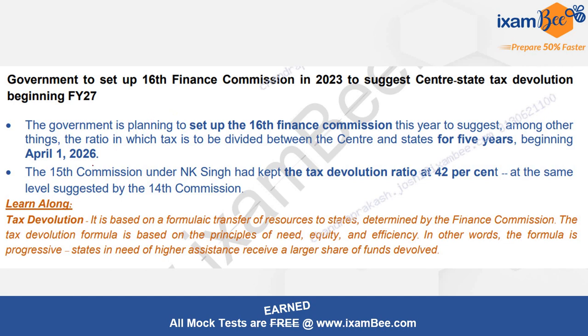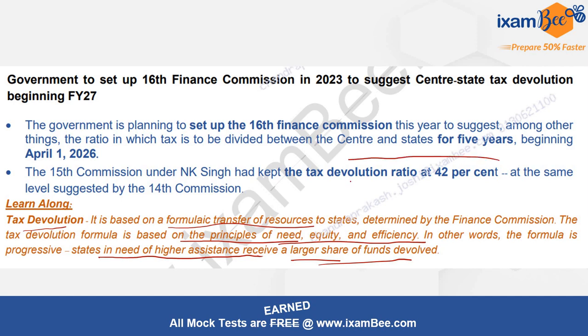Again, BPDR, download. Tax devolution is based on a formulaic transfer of resources. So what is the work of the Finance Commission? To divide the tax collection among the state and central government. Right? That is the job of the Finance Commission. This tax devolution is a formula-based principle, and here the principle is of need, equity and efficiency. In other words, the formula is progressive. States in need of higher assistance receive a larger share of the fund. So it is not equal, it is not in terms of their income or their tax collections.